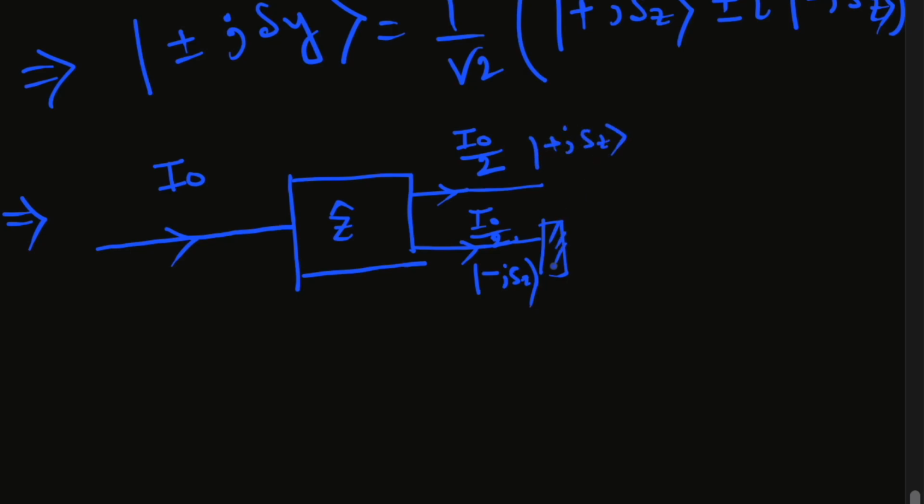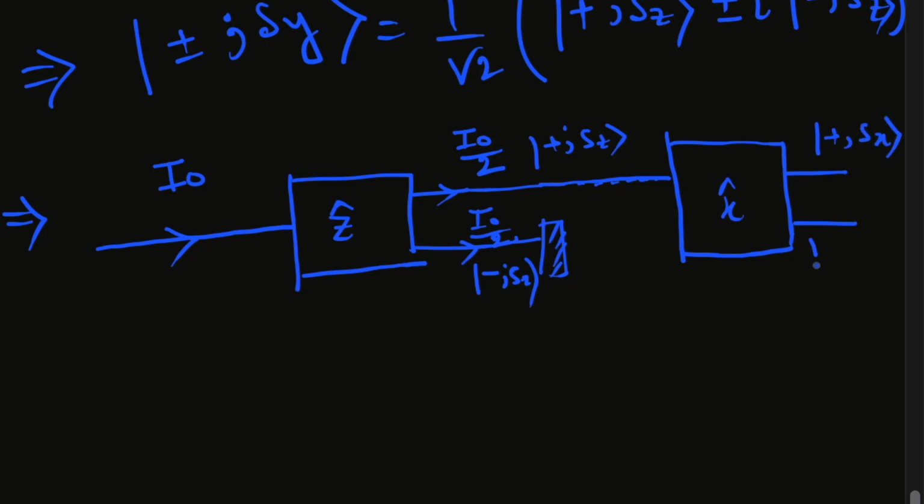Now suppose this is corresponding to minus Sz and this is corresponding to plus Sz. If we block one of the streams and then pass the other through another apparatus in which the magnetic field is applied in the x direction, what will be the intensity with which we find Ag atoms in plus Sx and minus Sx?